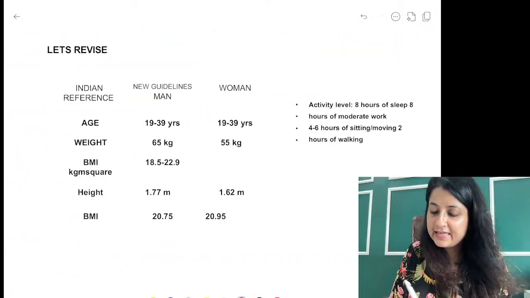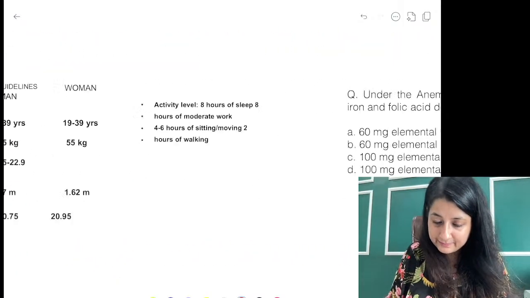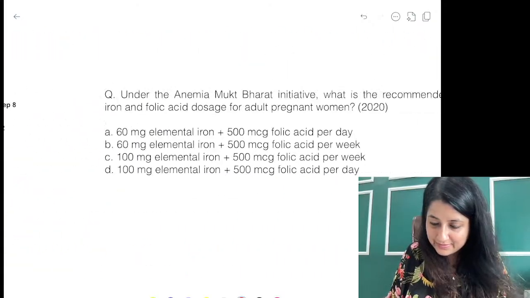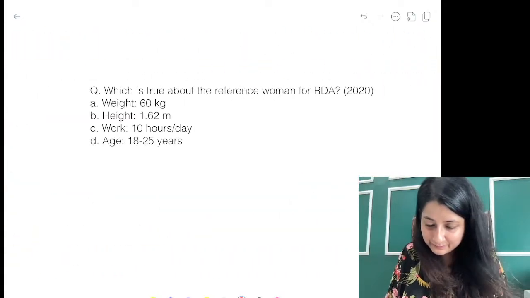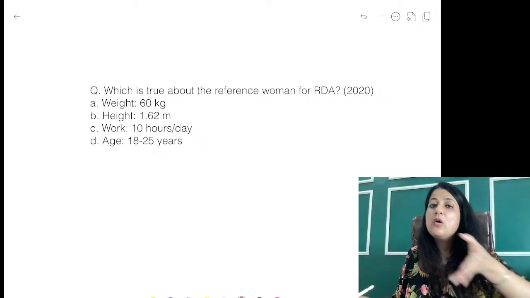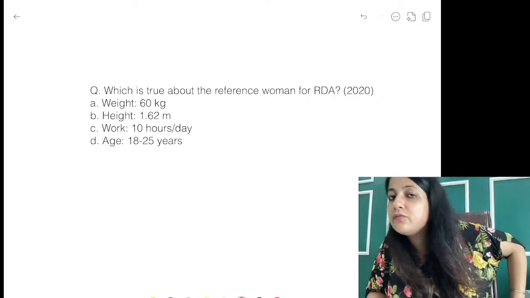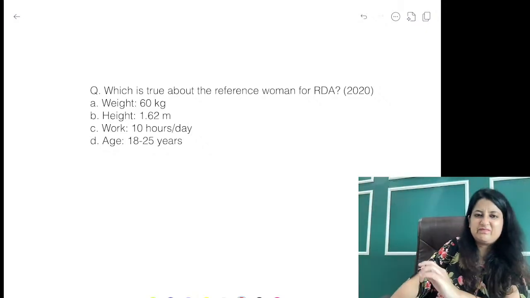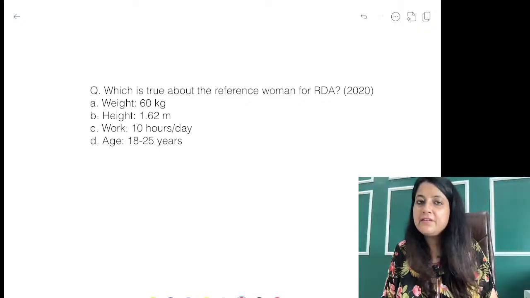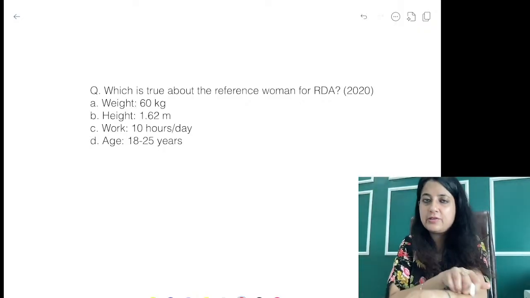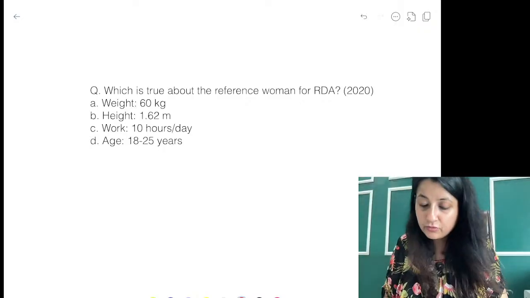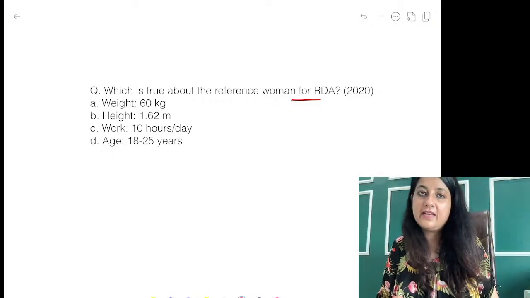Okay, now let's revise. We've done this before also. First question. Where's the question? One second, I have to take you to that question. Yeah, do this question first. What is true about the reference woman for RDA? Then we'll revise the RDA. We'll go back to the question which just came. What is true about reference woman for RDA?